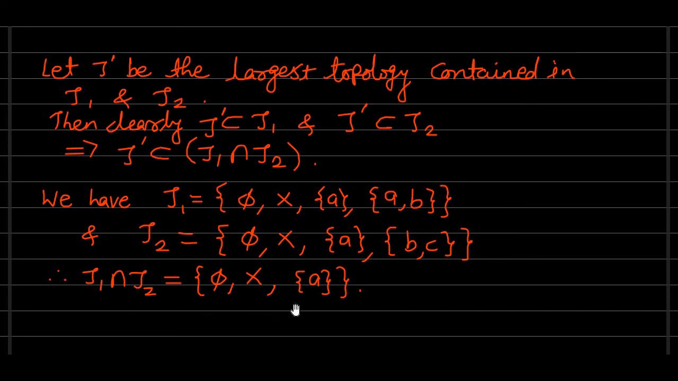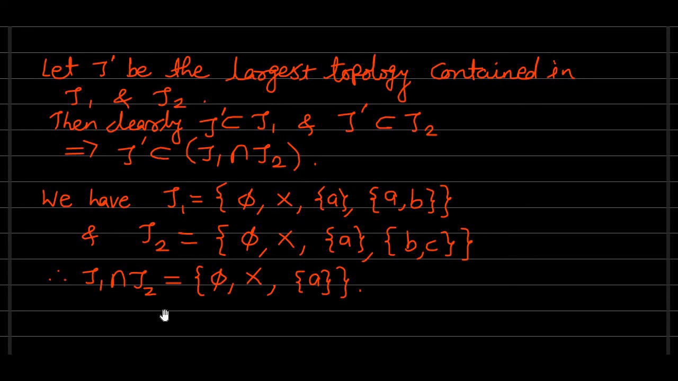The union of empty set phi with the singleton set A is the singleton set A, which is already present in TO1 intersection TO2. The union of complete set X with the singleton set A is the complete set X, which is already present. And finally, the union of empty set phi, complete set X and singleton set A is the complete set X, which is already present in this collection. Therefore, if we take any subcollection of elements from TO1 intersection TO2 and form its union, then that union is always a member of TO1 intersection TO2, which means that the second condition is satisfied.